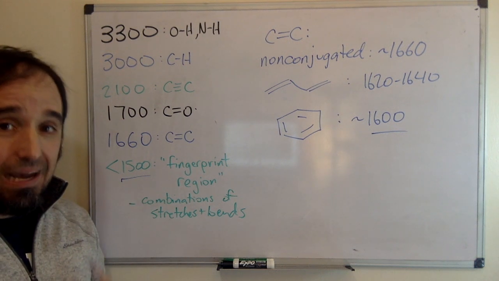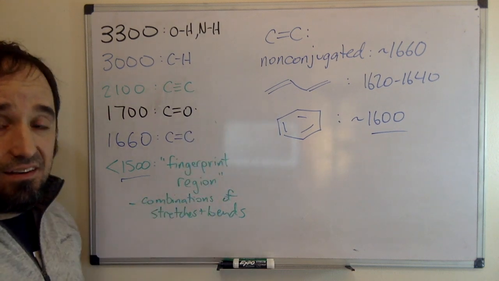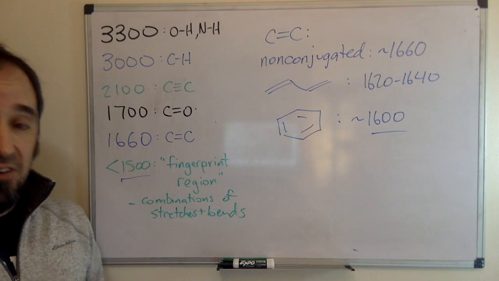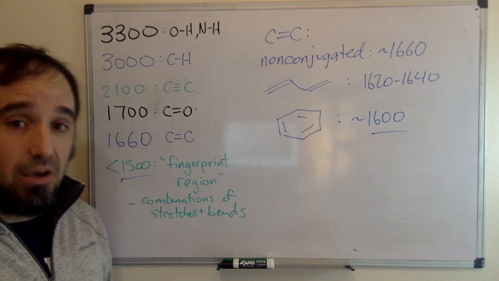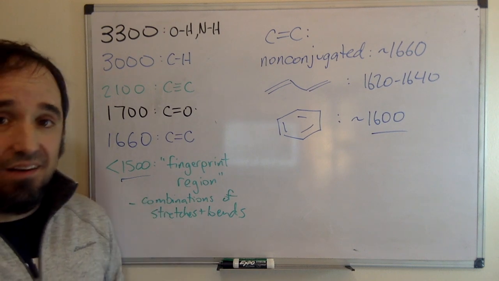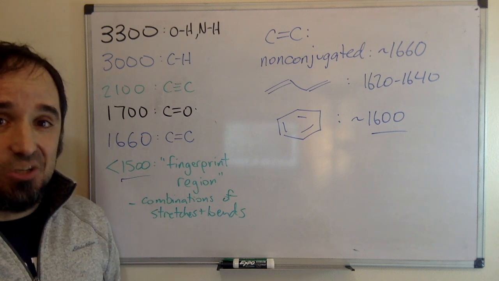1660, CC pi bonds. Again, both of these will get lower if they are conjugated. And then under 1500, the fingerprint region, we're probably not going to dig into that too much this class. Okay, so now that we have this list, we'll spend a lot of time just practicing trying to interpret spectra.